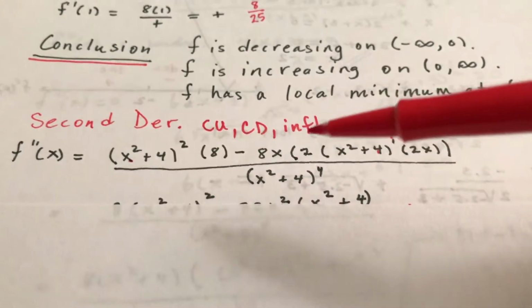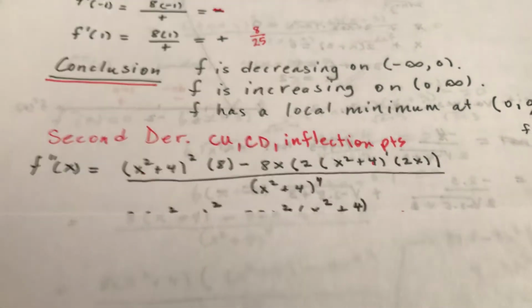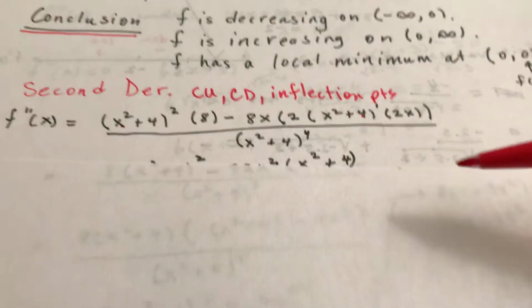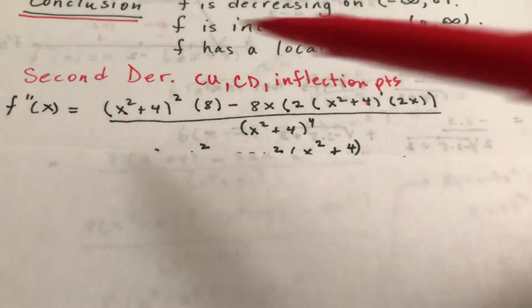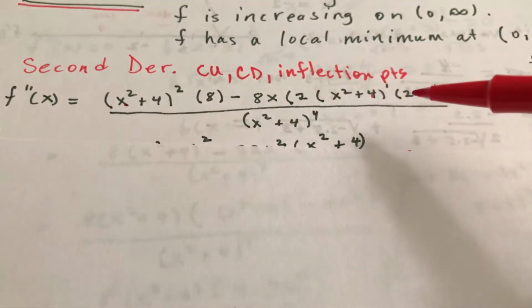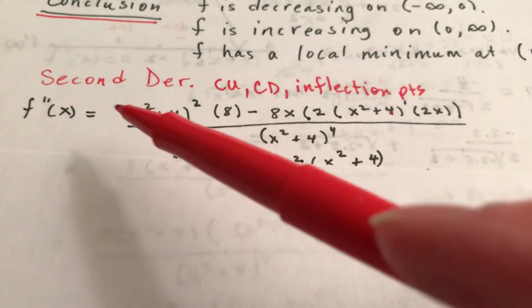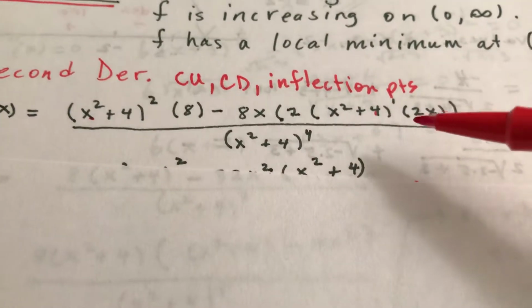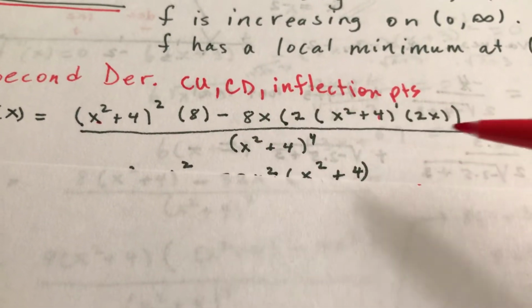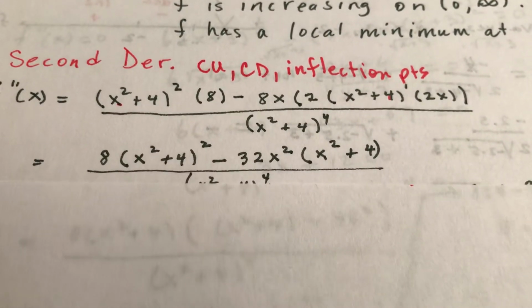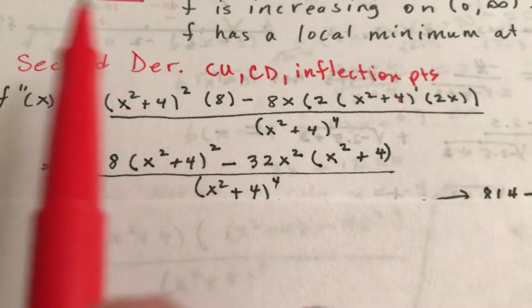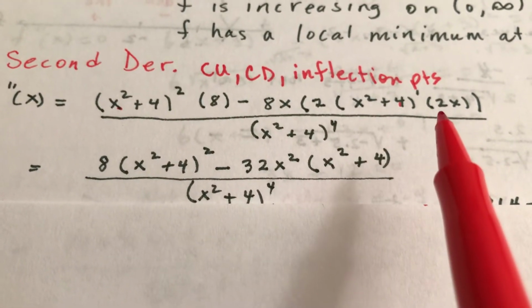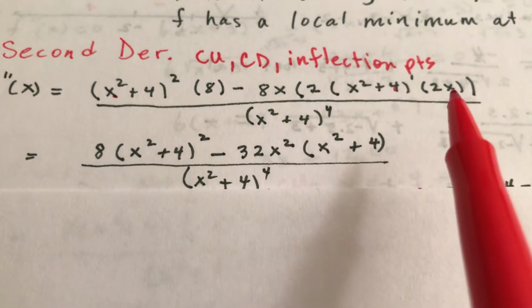Now this is a little bit messy, you all. Sometimes that second derivative, especially in quotient rule, can lead to more difficulties. So what I'm going to do is think of this as 2 terms in the numerator and simplify. I'll put the 8 in front. Now look at this one, 8x times 2 times that times 2x. So I take 8 times 2 times 2, which is 32, and then the x times the x, which is x squared.